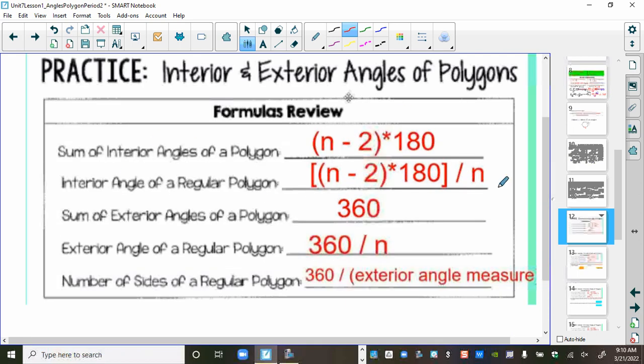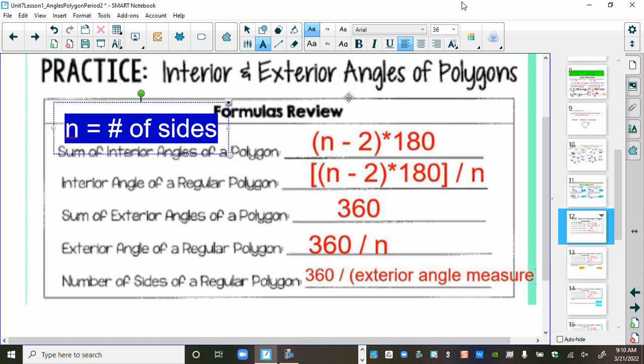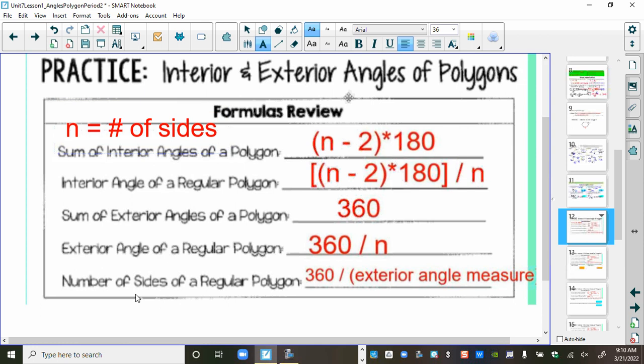Again, this is just a general review of what we've done the whole period today. Sum of interior angles. And don't forget, I'll add n equals number of sides. That's the most important thing. Once you know the number of sides, that's it.